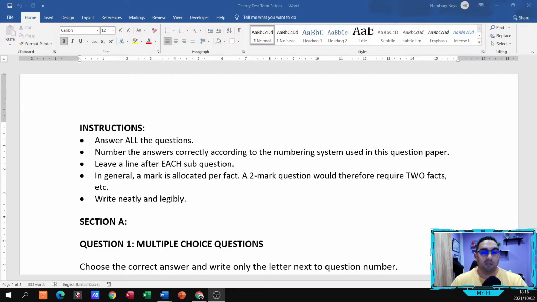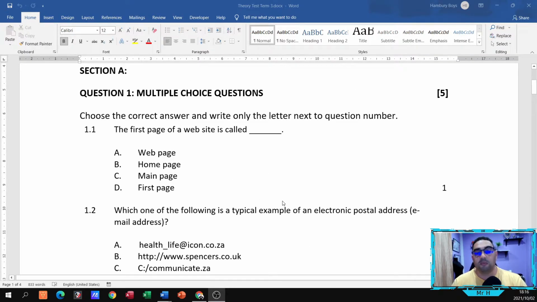Okay, so let's look at question 1. Question 1 comprises of multiple choice questions. This is for 5 marks. So let's look at 1.1. It says the first page of a website is called what?